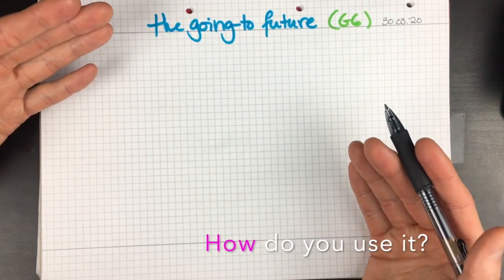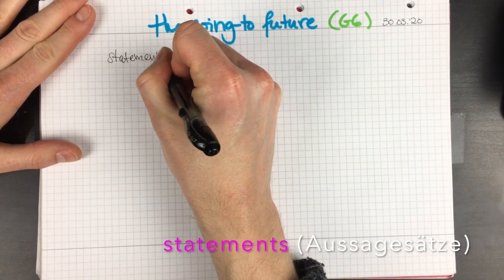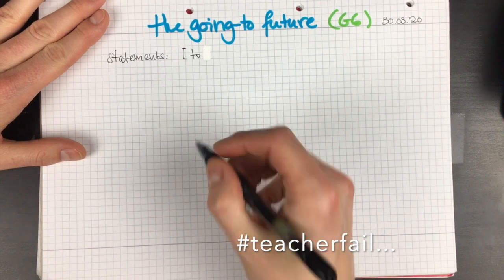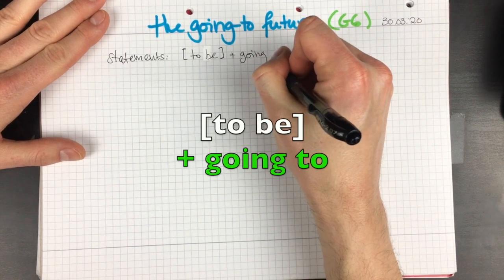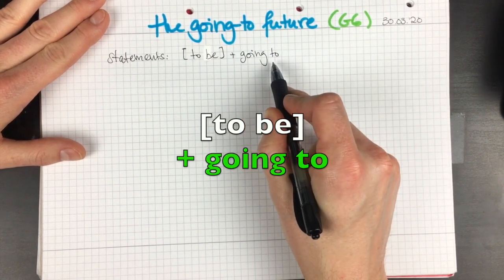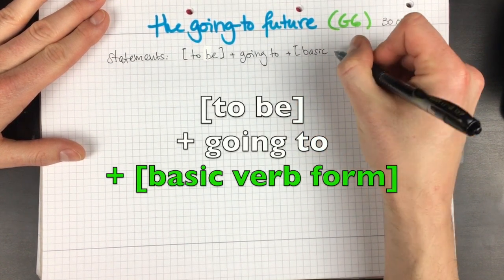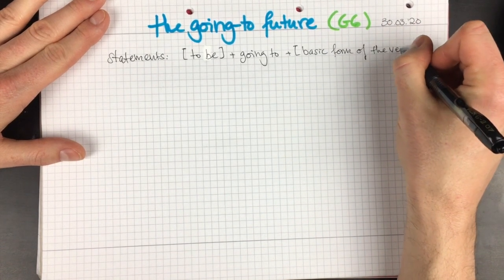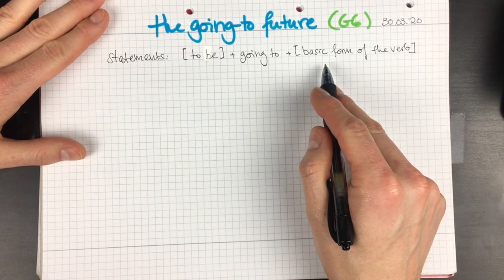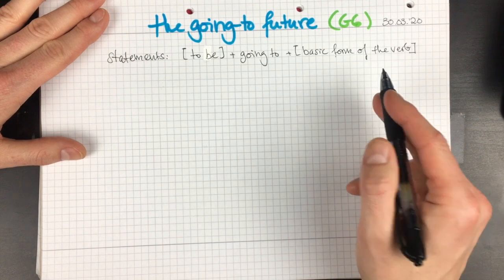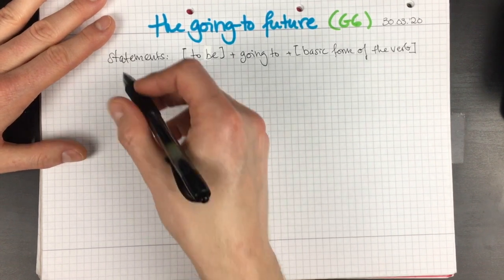So how do you use it? Well, let's start with statements, simple sentences. You need a form of to be. You need going to, that is where the name comes from. And you need the basic form of the verb. That is not the infinitive. The infinitive always has a to in front. It's the basic form, it's the first form that you also use in the simple present, for example. Here's a sentence as an example.